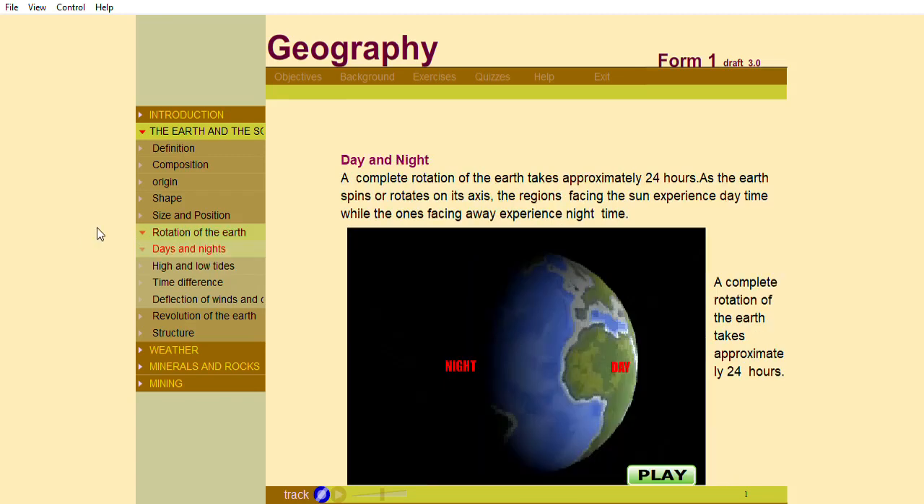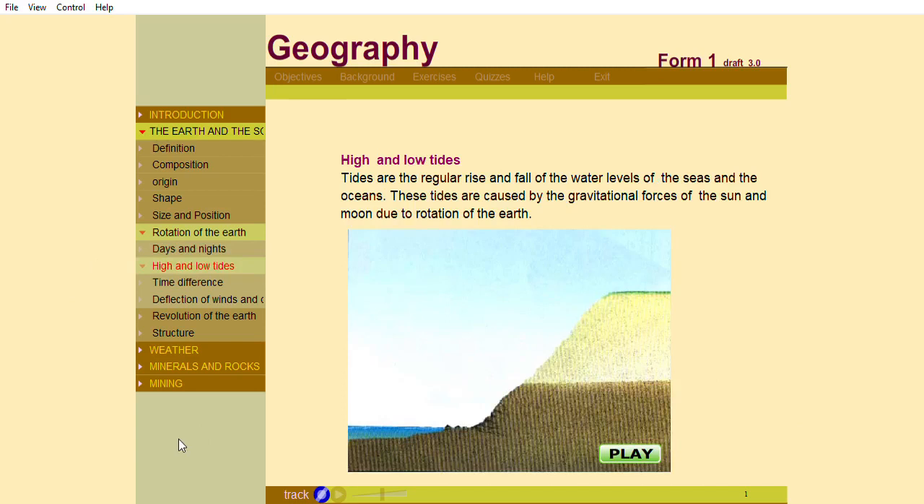As the Earth spins or rotates on its axis, the regions facing the Sun experience daytime, while the ones facing away experience nighttime. A complete rotation of the Earth takes approximately 24 hours. Tides are the regular rise and fall of the water levels of the seas and the oceans. These tides are caused by the gravitational forces of the Sun and Moon due to rotation of the Earth.